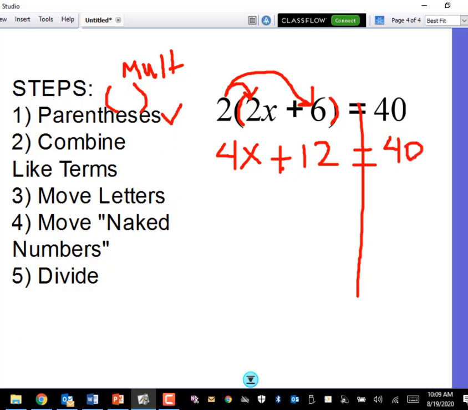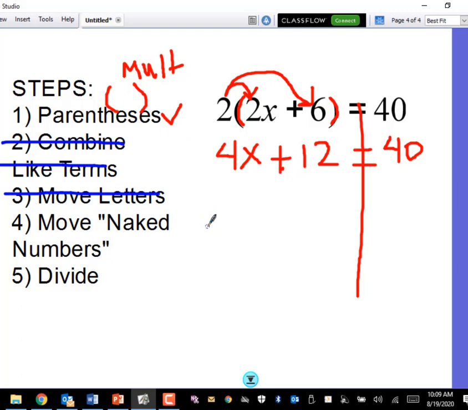Yay. All right, next thing I'm checking, can I combine like terms? Can I add 4 and 12? No, they don't both have a letter. Is there anything to add with 40? No, it's by itself, so we're not doing that step. Moving letters, so do I need to move any letters because I have letters on both sides? No, I only have one thing with letters. I don't have any letters over here that I have to move. So not doing that step.